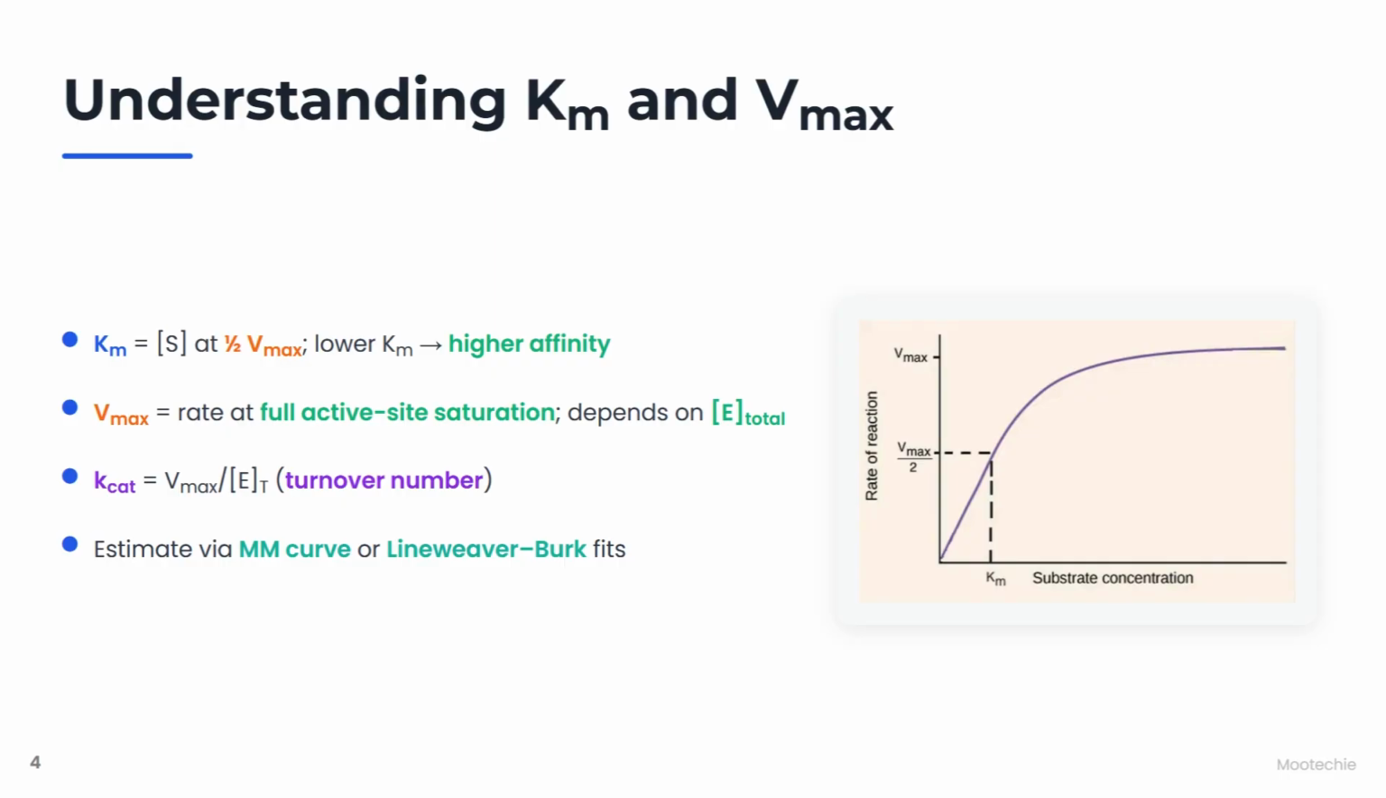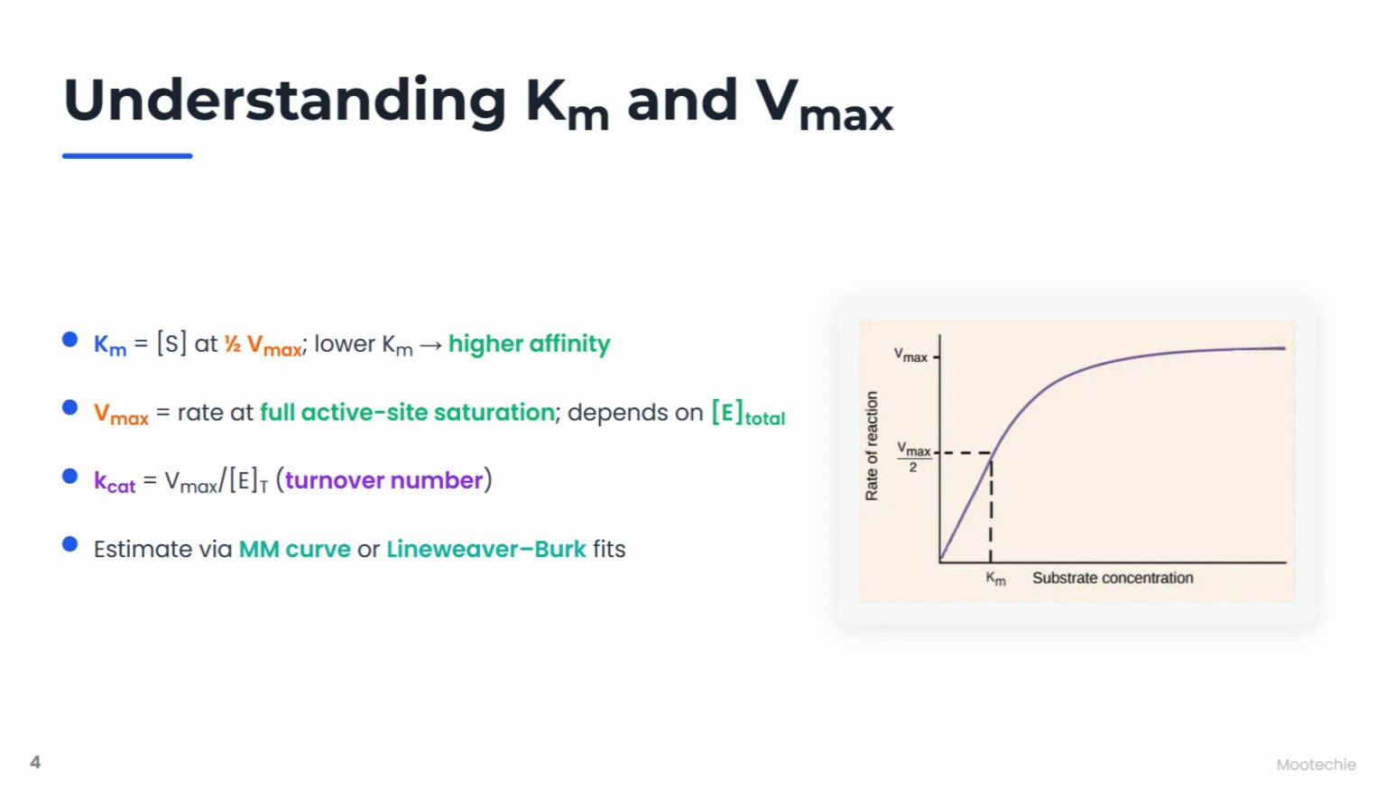Km is the substrate concentration at half Vmax. A lower Km means a higher enzyme affinity for the substrate. Vmax is the maximum rate when all active sites are saturated. It depends on the total enzyme concentration. kcat is the turnover number, calculated as Vmax divided by the total enzyme concentration.